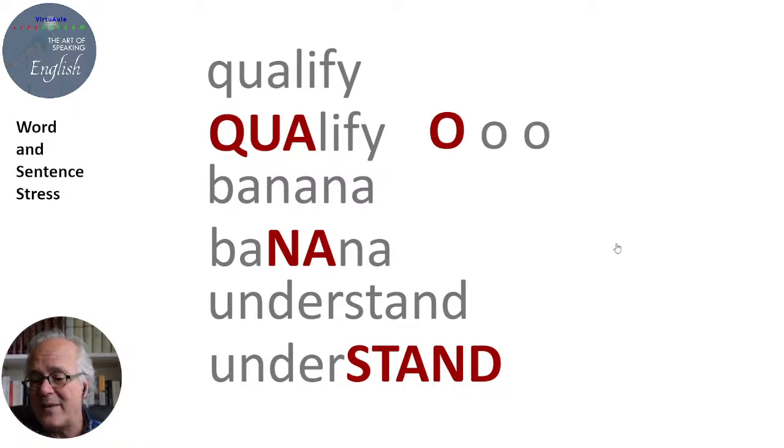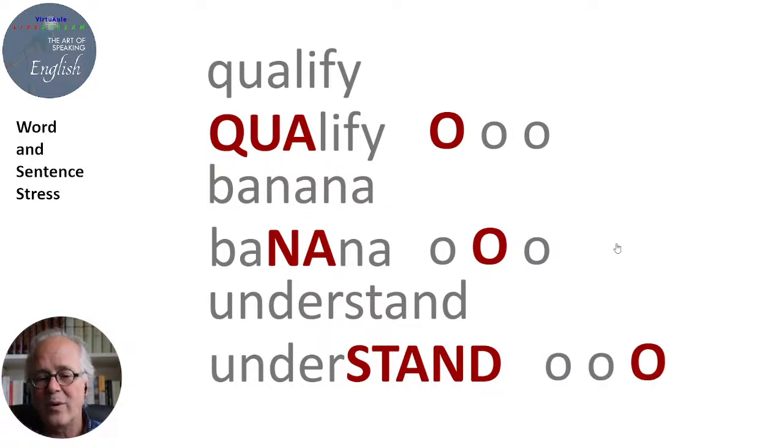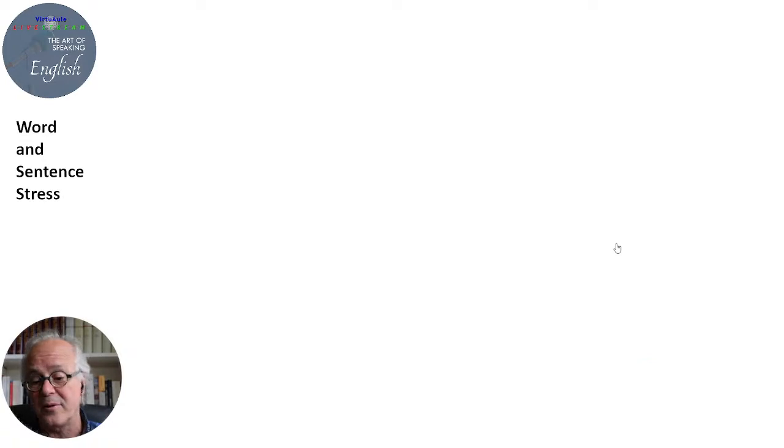And we can represent that with these circles. Qualify, you see, qualify, three syllables. Then banana, and understand. Okay, so we have stress that can fall on any of the syllables of the word. There's no rule about where it can be, the first syllable, the second syllable, the third syllable.